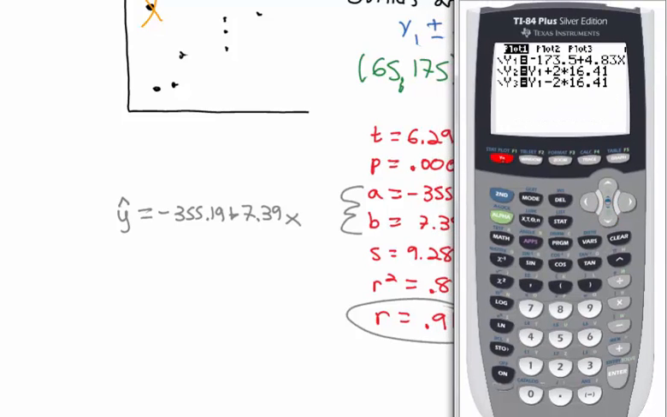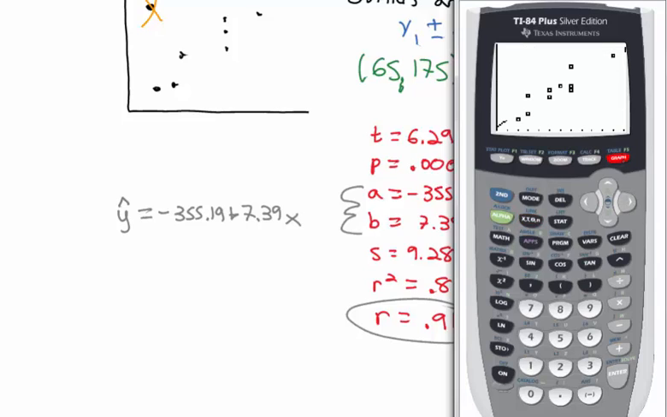Let's put that in our y equals. I'm going to hit clear on each of these equations, clearing them out. We've already taken care of outliers, so we don't need that anymore. So now in y1, I'm going to type in negative 355.19 plus 7.39x.